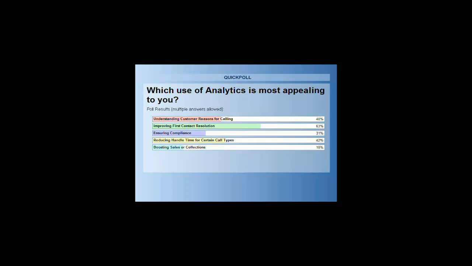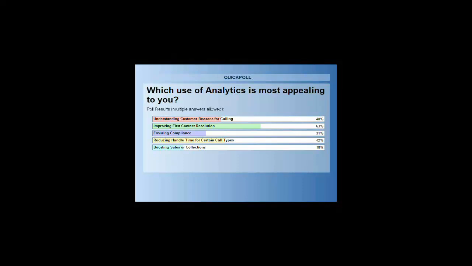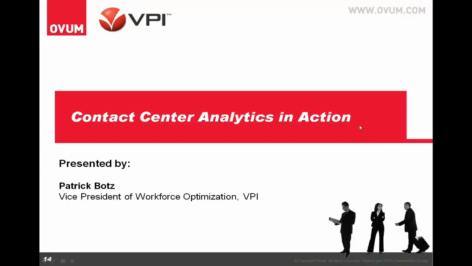All right, so it looks like improving first contact resolution is most appealing, followed by reducing handle time for certain call types, and understanding customer reasons for calling. And then followed by ensuring compliance and then boosting sales or collections. I'm going to show you today how we help customers do each of these using different types of analytical tools that Aphrodite introduced.